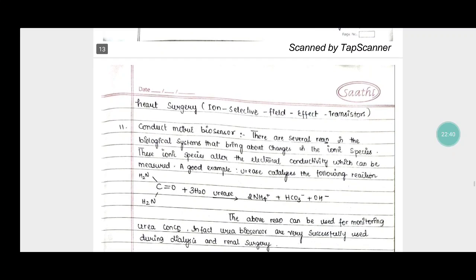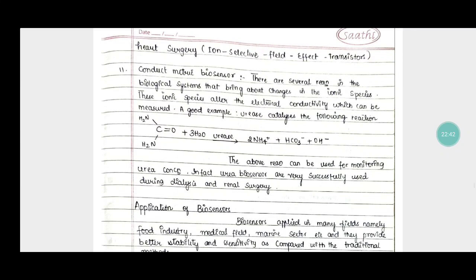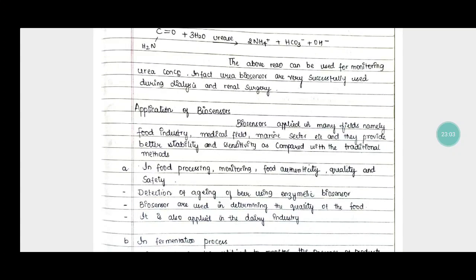open heart surgery. And 11th, that is the conductometric biosensor. So there are several reactions in the biological system that bring about changes in the ionic species. These ionic species alter the electrical conductivity, which can be measured. A good example. And lastly, applications for biosensors.